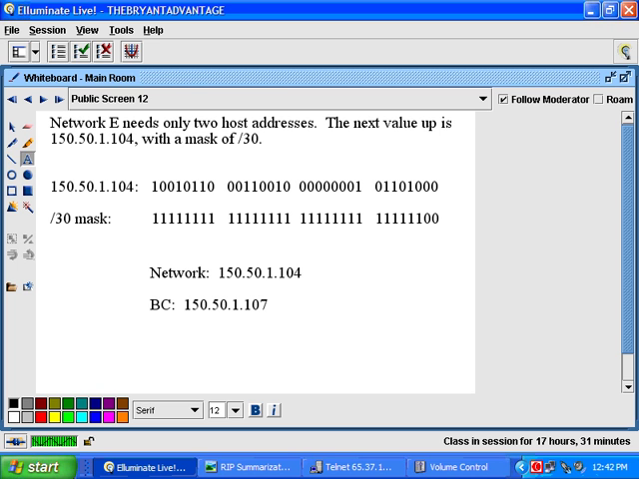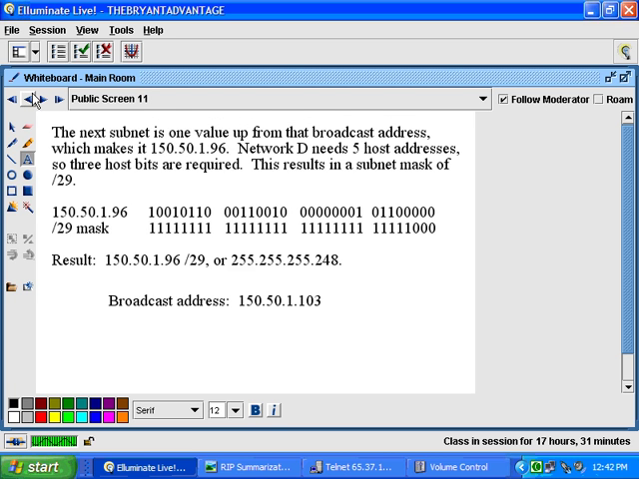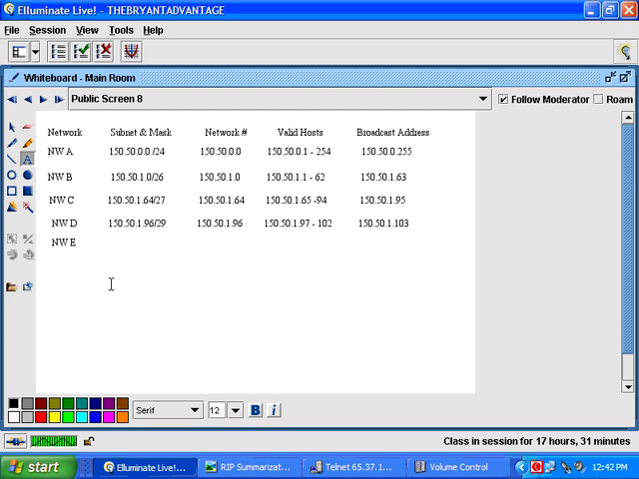We've got a network number, 150.51.104, and the broadcast address is 150.50.107. And it's a really good idea to keep a chart like this, again, for future reference.